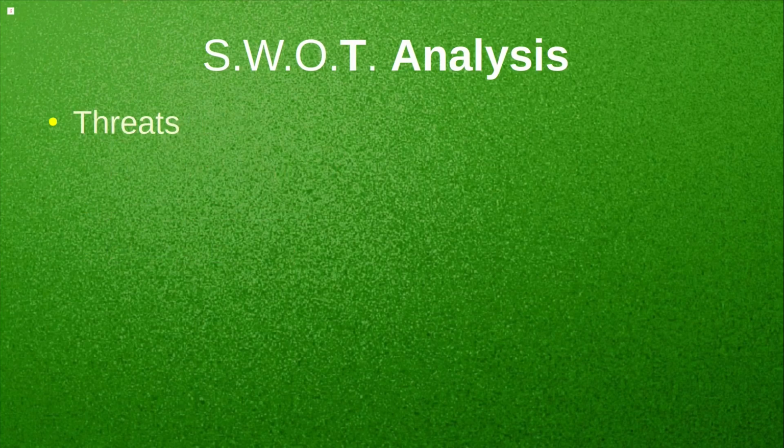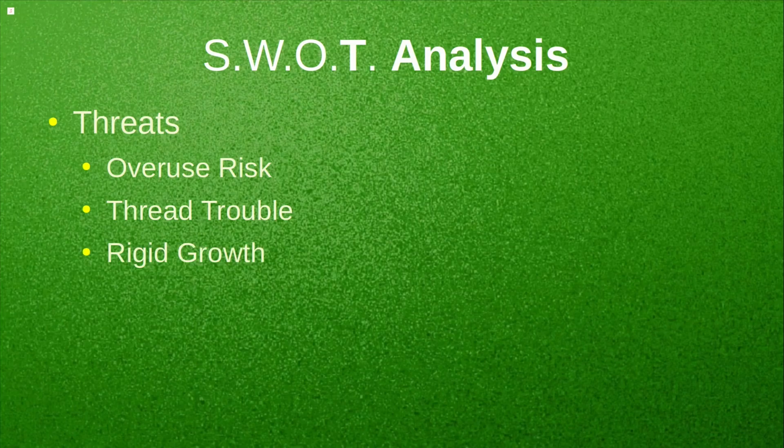T. Threats. Overuse risk. Students may use Singleton everywhere, even when a normal class or parameter passing is better. Thread trouble. In multi-threaded programs, poor singleton design can create race conditions or multiple instances. Rigid growth. A program may become harder to change later because too much depends on one shared object.